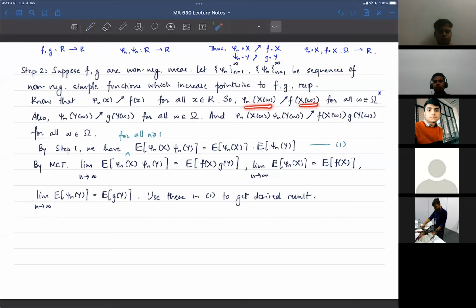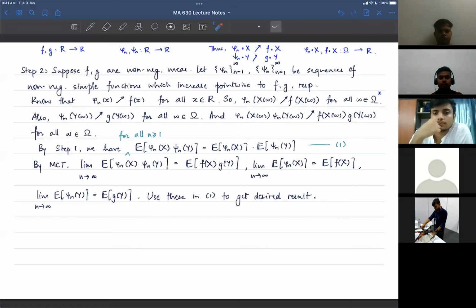So phi_n(X(omega)) times psi_n(Y(omega)) increases to f(X(omega)) times g(Y(omega)) for all omega in Omega. So far, so good. Now remember, phi_n is simple, psi_n is simple. So by step one, what do you know? You know that expectation of phi_n(X) psi_n(Y) is expectation of phi_n(X) times expectation of psi_n(Y). This equation one comes in because of independence and what we've done in step one already.